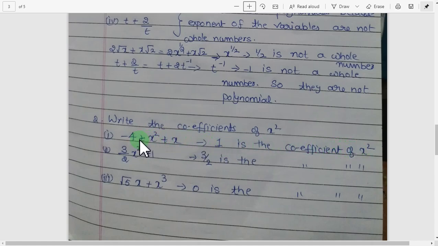With the x, the constant with the variable is the coefficient. So 3 by 2 x square plus 1. In this, 3 by 2 is the coefficient of x square. Root 5x plus x cube. Here x square is not there. They are asking the coefficient of x square. So 0 is the coefficient of x square.